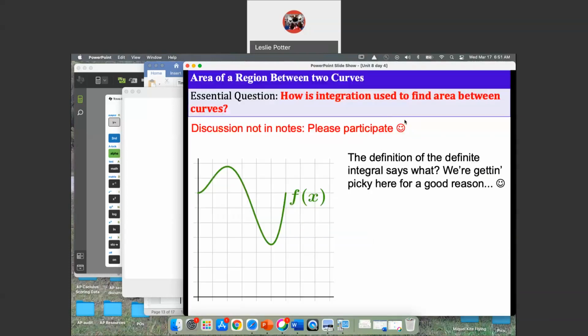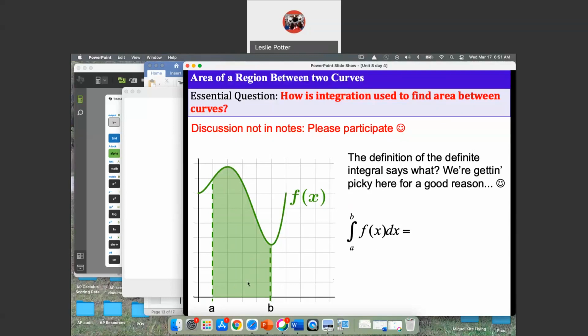So this isn't in your notes, but just be an active listener and an active thinker here as we go through this concept. So we have a function here. I just made the function completely positive. And we know that the definition of this definite integral would be to start at A and sweep to B. So A is on the left, B is on the right. And as we sweep across this region, and do the appropriate integration to f of x, we get a number that represents the area of this region.